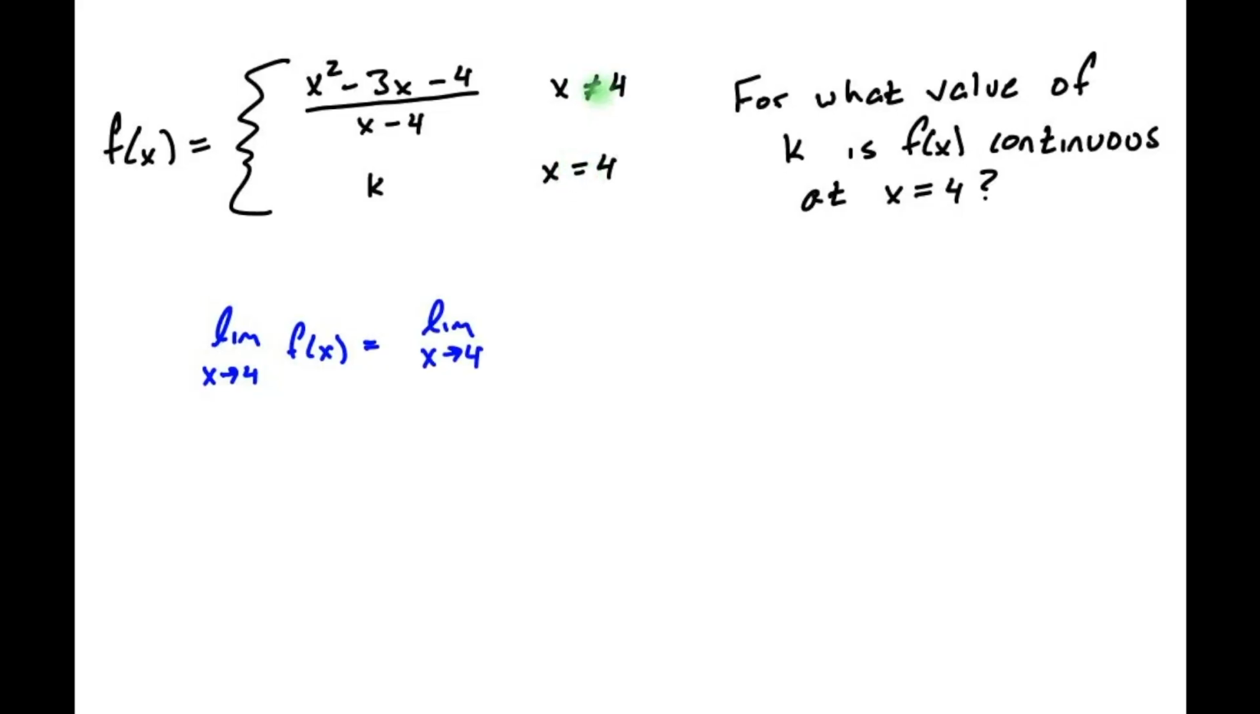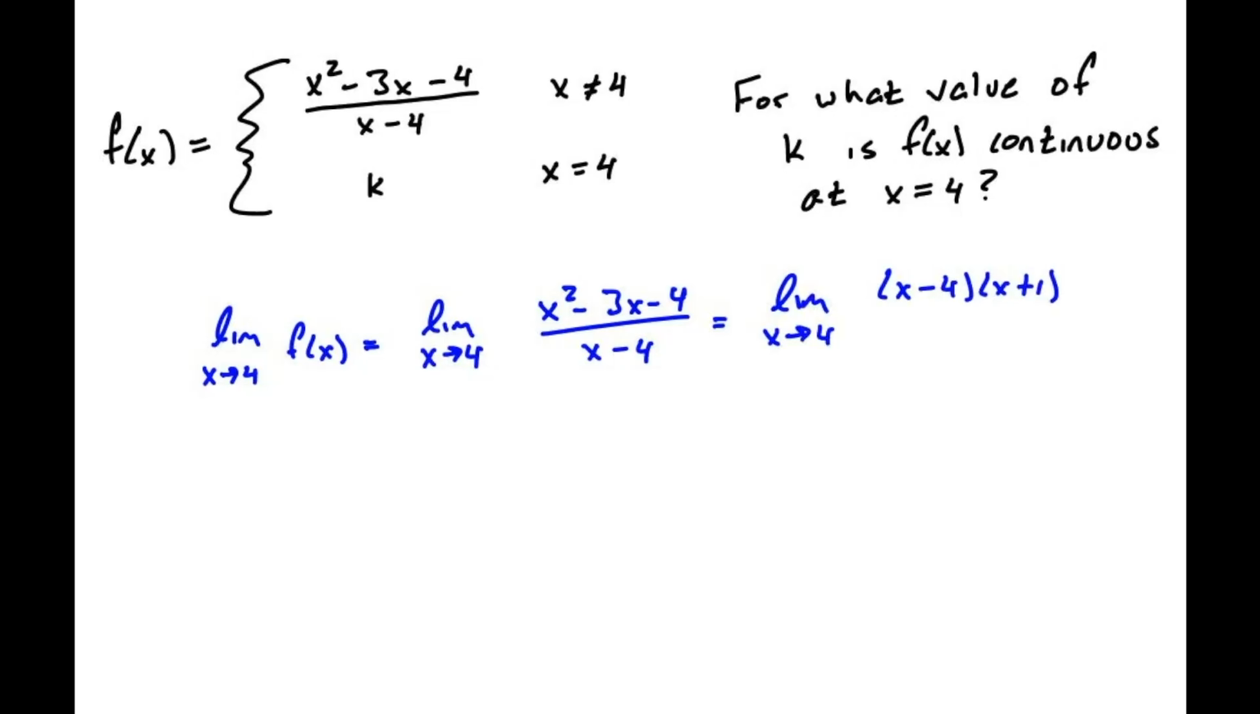Now, because it's a limit, we don't actually care what's happening at 4, we care what's happening around 4. So we're going to investigate the top part of this piecewise function as x approaches 4. Now, if we were to plug 4 into this function, we would get 0 over 0, which means we should be able to simplify it. So I'm just going to go ahead and jump into factoring it.